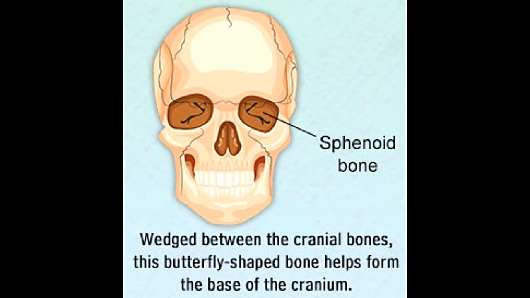Out of the 206 bones found in the human body, 22 bones are found in the skull. Out of these 22 bones, 8 are the bones of the cranium, and the rest are facial bones. The bones of the cranium include the frontal bone, 2 parietal bones, occipital bone, sphenoid bone, 2 temporal bones, and ethmoid bone. The sphenoid bone has a rather interesting shape.